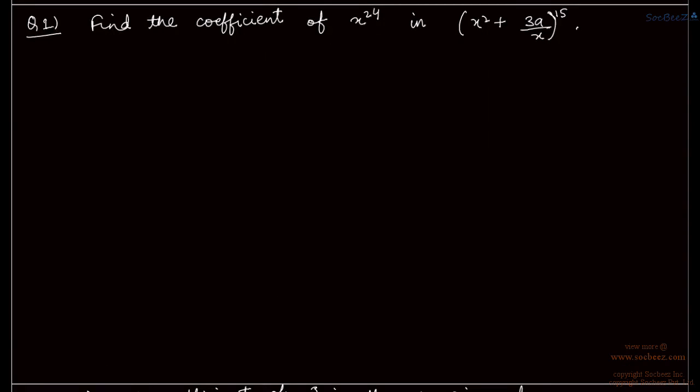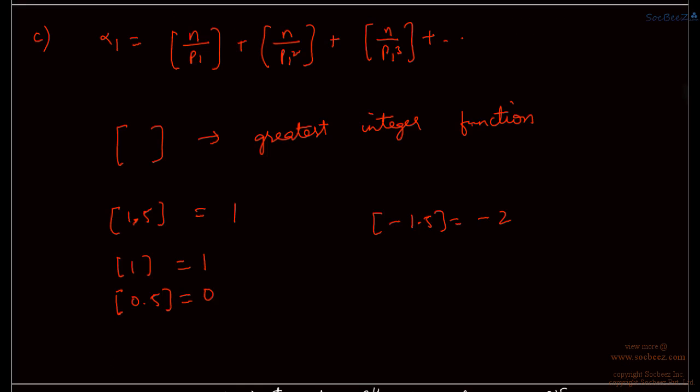In the previous video, I missed out this part. In this formula, alpha 1, where alpha 1 was the exponent for any prime number in the expansion, it's not n here, it is n factorial. Please note this change.